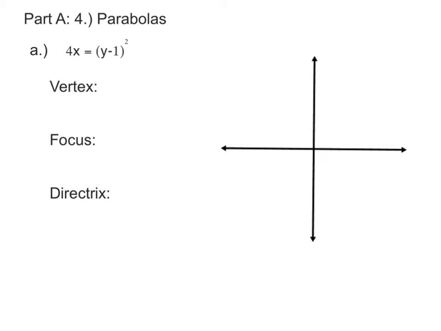When it comes to the parabola, the three things we're going to look for are the vertex, the focus, and the directrix. The vertex comes from the same places as the center did on the circle and the ellipse, and that's from the x and the y.